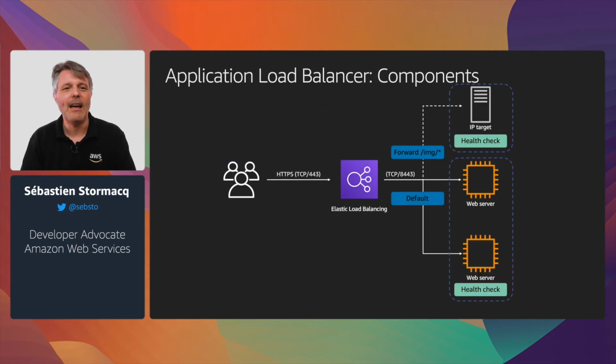and it can route traffic to almost the same targets except a Lambda function. There are three components in a load balancer. The first is the listener. The listener is the part that is listening for incoming connections coming over the network. You might have multiple listeners for one load balancer, for example, TCP/80 for HTTP and TCP/443 for SSL.